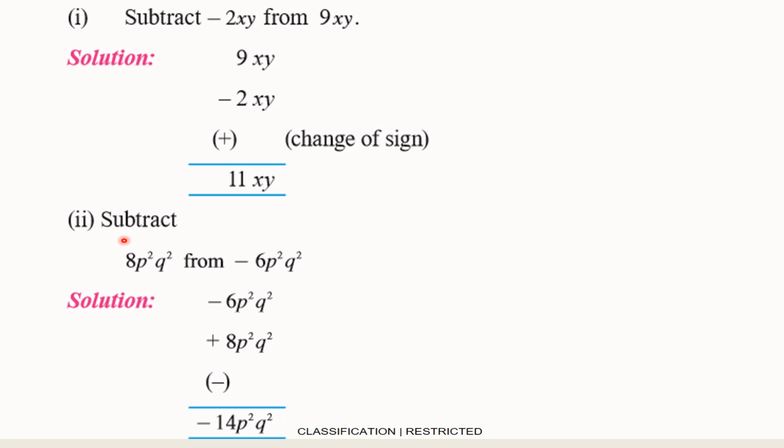Okay. Next, subtract 8p squared q squared from minus 6p squared q squared. What is the first term here? From which we subtract: minus 6p squared q squared. Next one, 8p squared q squared. What is the change of sign here? Minus 8p squared q squared. So minus minus, you can add, and the sign is minus only. 8 plus 6, 14. 14p squared q squared.